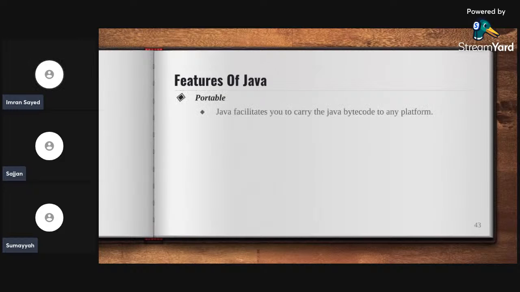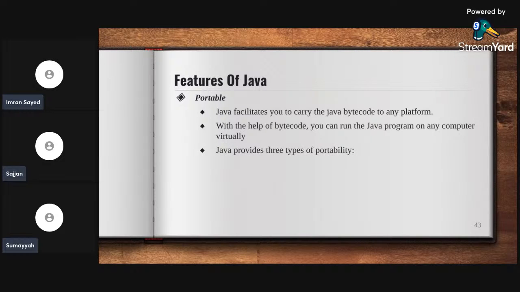It's portable, so it facilitates you to carry the Java bytecode to any platform. With the help of the bytecode, you can run a Java program on any computer virtually. It provides three types of portability. One is source code portability, CPU architecture portability, and OS or GUI.